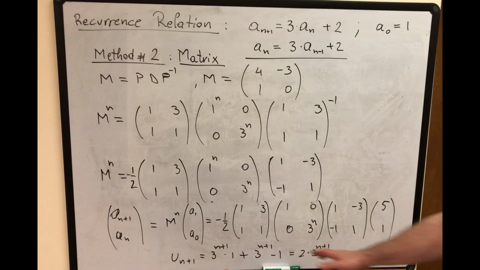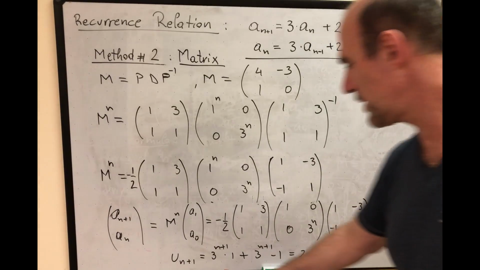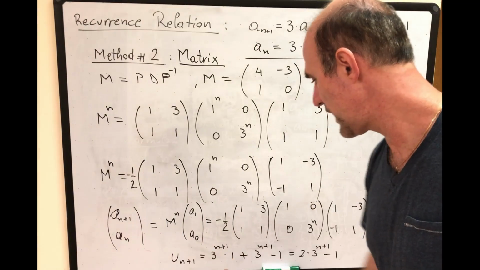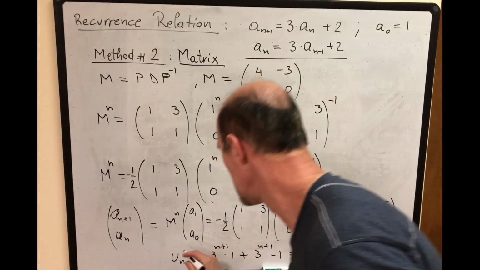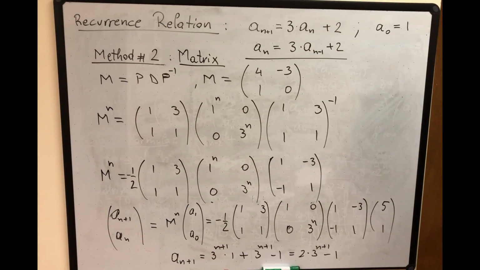And at the end, if you do the calculations correctly, it's a procedural thing, so the main idea is to get the concept of this method. So at the end, you're going to get the same result that we had with the iteration method. A of n plus 1 is going to be 2 times 3 raised to the power of n plus 1 minus 1. Okay? Now let's look at another method.